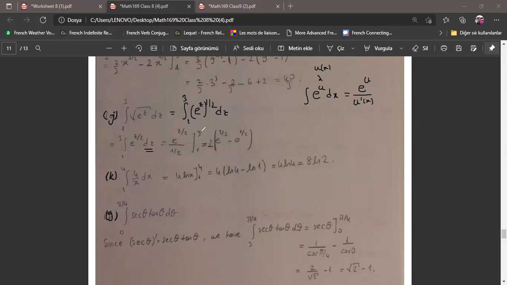We plug z equals to 3 first, then z equals to 1. It gives us this, okay? This 1 over 2 can be written as 2 here. So we have this.